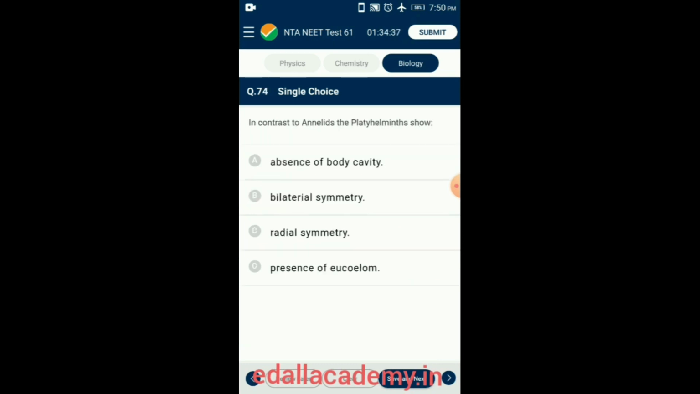Question number 74. In contrast to annelids, the platyhelminths show. Platyhelminths include flatworms. There is no body cavity. The animals are therefore acoelomates. Annelids also have bilateral symmetry. They are coelomates having a perivisceral cavity divided into compartments. So the answer is option A. Absence of body cavity.